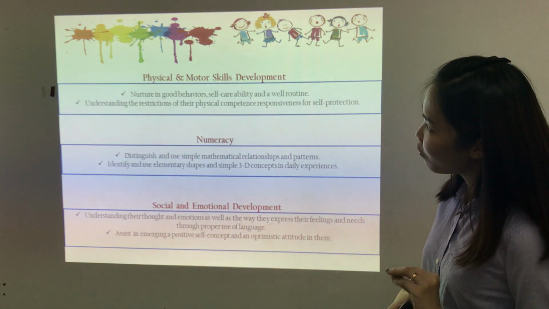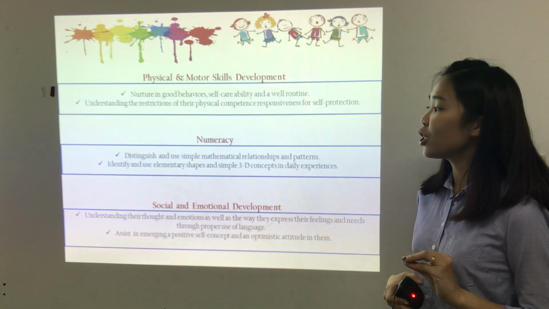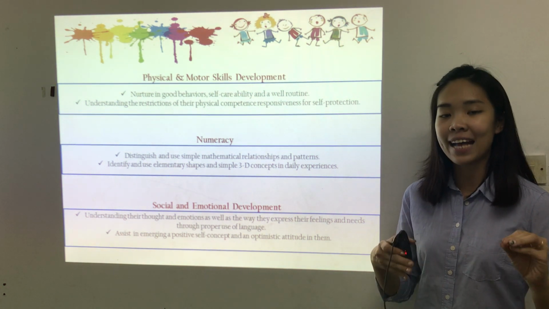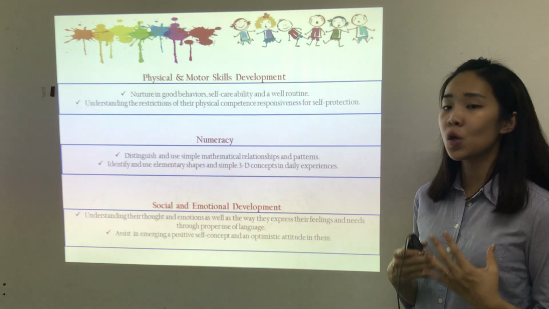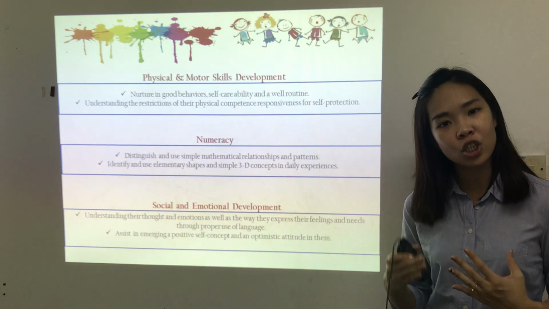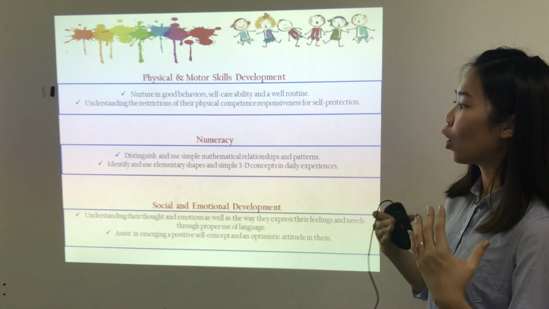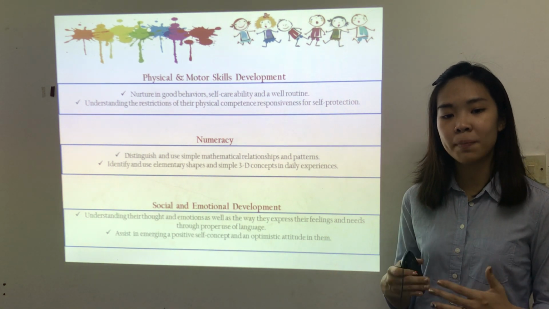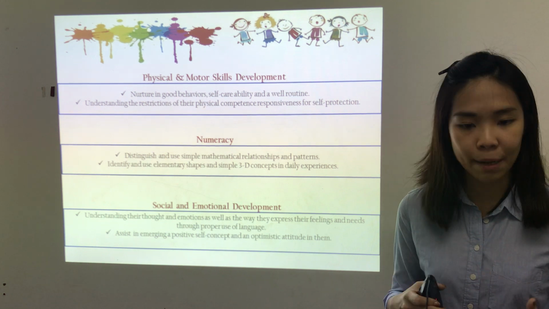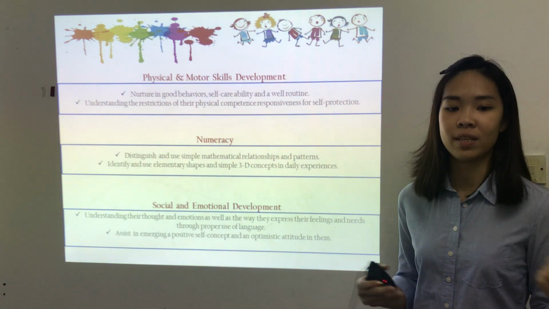The fifth area is numeracy, or we call it mathematics. So children are able to distinguish and use simple mathematical relationship and patterns. They are also able to identify and use the elementary shapes and simple 3D concepts in daily experiences.